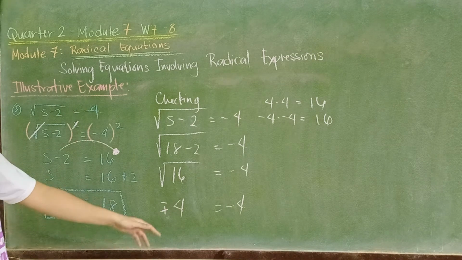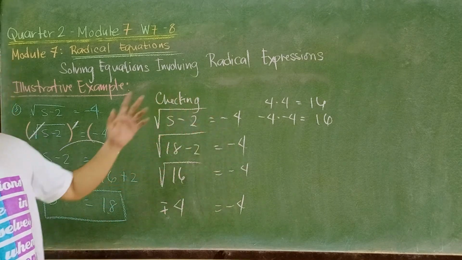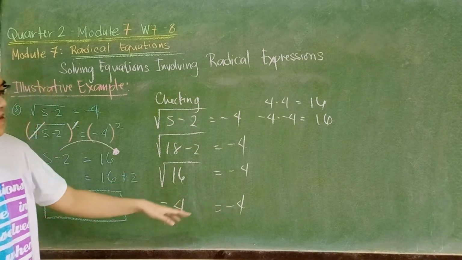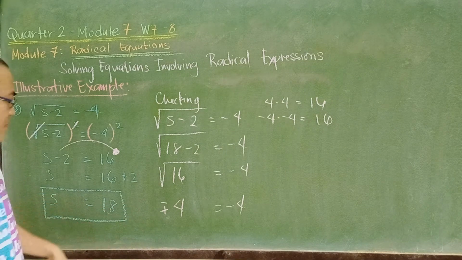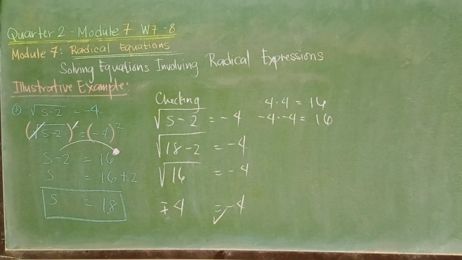Kasi mag-yield ka ng negative or positive 4, which is equal to negative 4. So pwede, meron kang possible answer. So this can be accepted. Well, dito sa may module natin, mali yung solution niya kasi negative 4 times negative 4 raised to 2 is nakalagay 4 pa din, dapat positive 16.